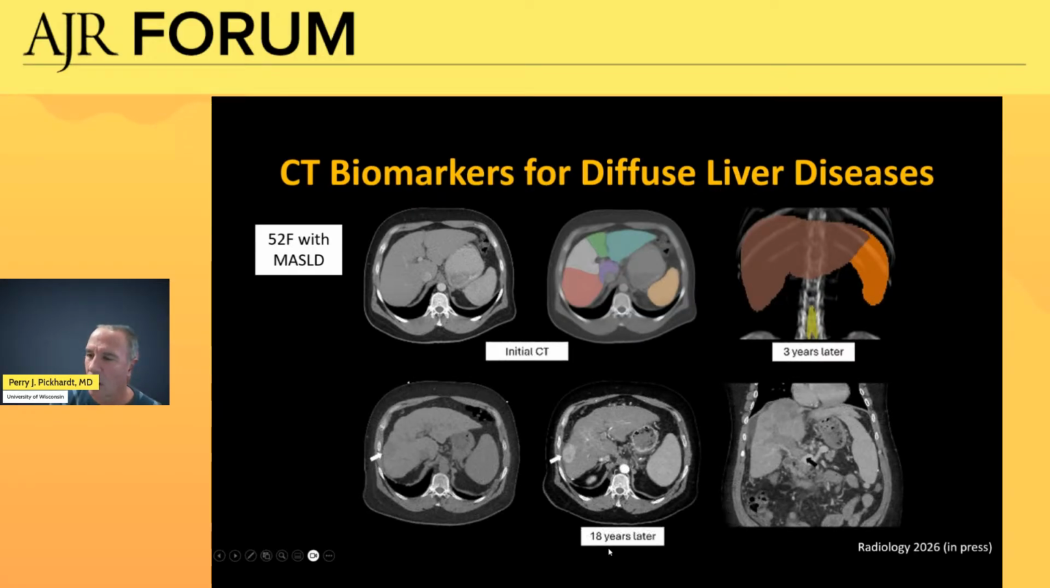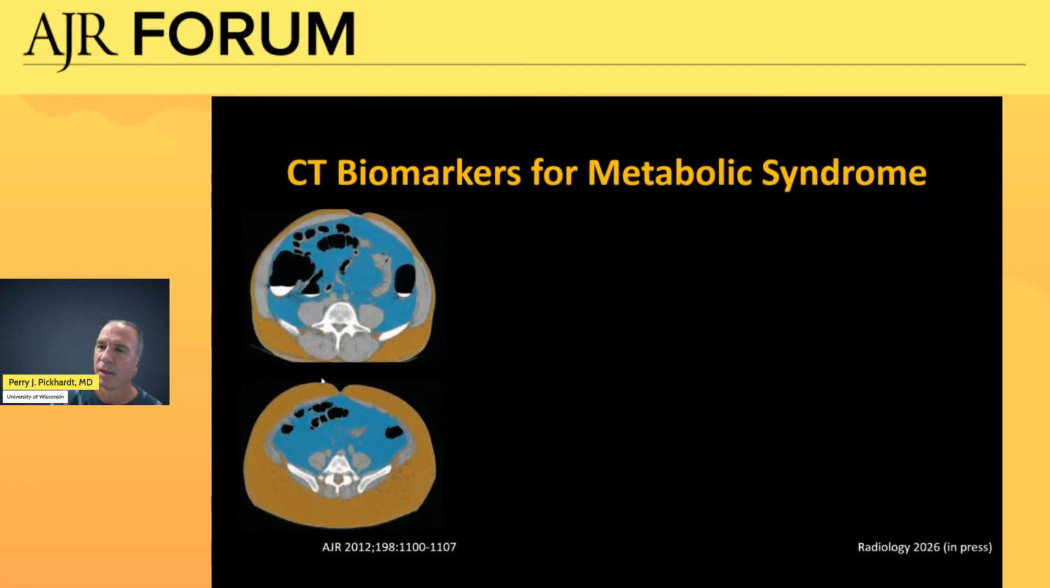You can see it took a long time to play out here, but 18 years after the initial CT, this patient now not only has cirrhosis, but presented with a complication of cirrhosis, had multifocal HCC with tumor in vein invading the portal vein. And so, again, this is something we can easily detect at a much earlier stage, and there's a very broad window for detection of some of these chronic liver diseases.